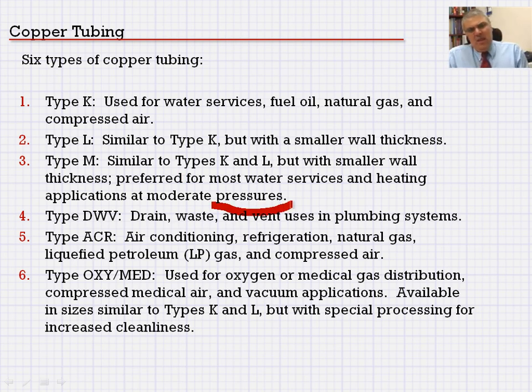The word pressure here is very important. One of the key factors in picking the right size is, of course, the pressure for flows that are under pressure. We can also have gravity flow. In the case of sewage pipelines, they're gravity flow systems. For those, we use cast iron and other types, and we also need to pay close attention to the lining. Type DWV is used for drain, waste, and vent uses in plumbing systems. And ACR is another type that's used for air conditioning, refrigeration, natural gas, and so on.